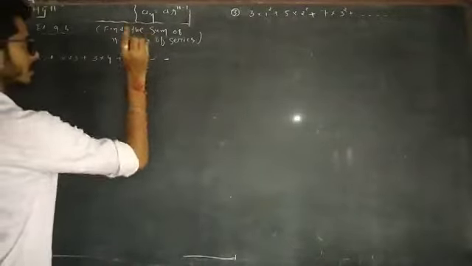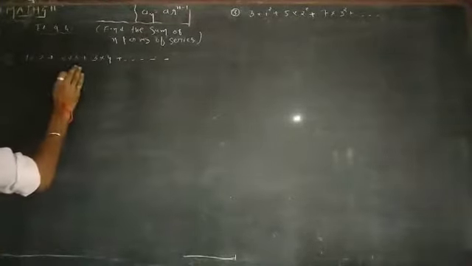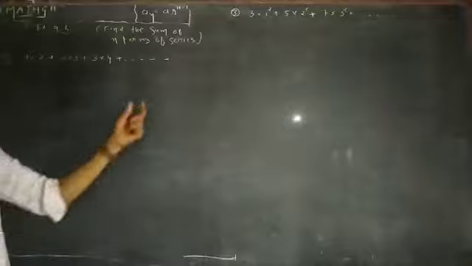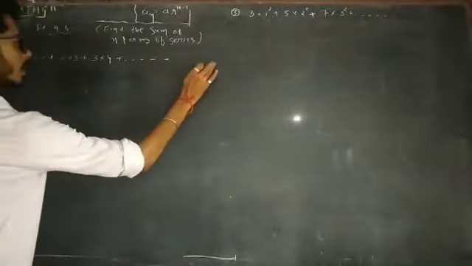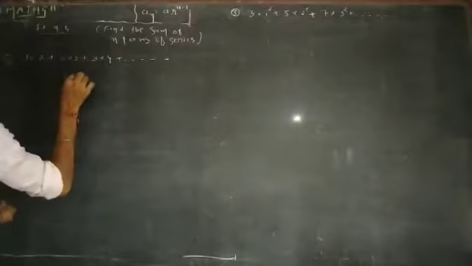Our question is the same for all the exercises: find the sum of n terms of a series. In question number 1, it is given 1 into 2 plus 2 into 3 plus 3 into 4. First of all, over here the nth term is not given, so we have to find the nth term first. What is the nth term over here? See, 1 into 2: if we put 1, then we get a1, the first term.